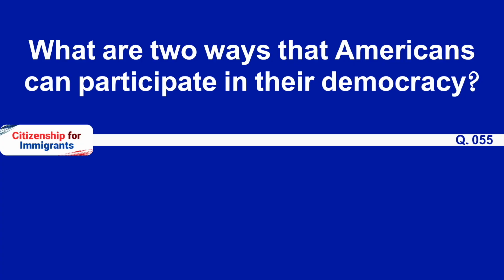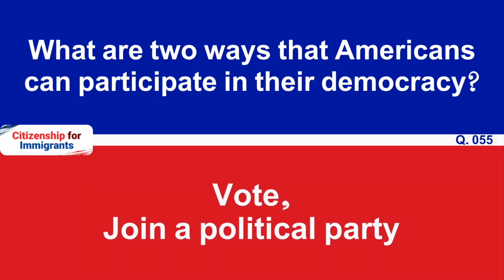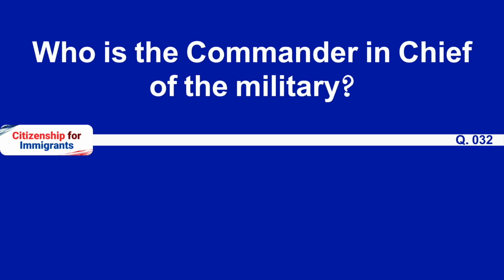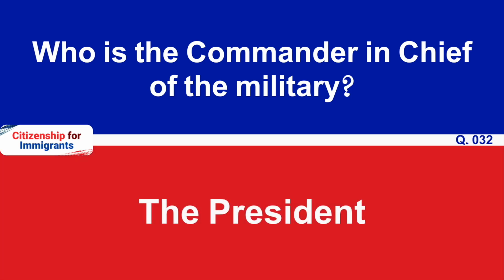What are 2 ways that Americans can participate in their democracy? Vote. Join a political party. Who is the commander-in-chief of the military? The President.